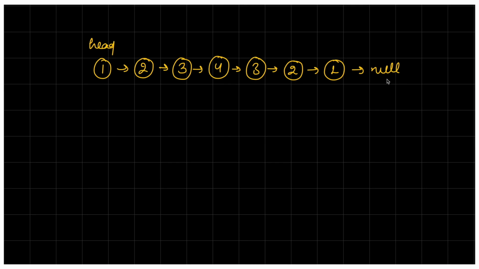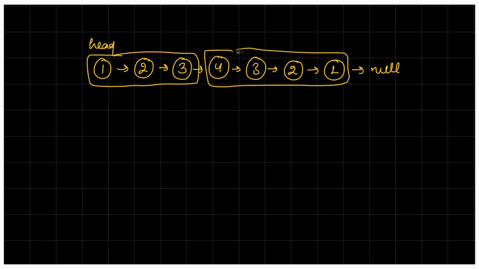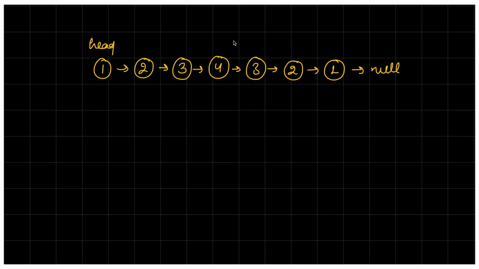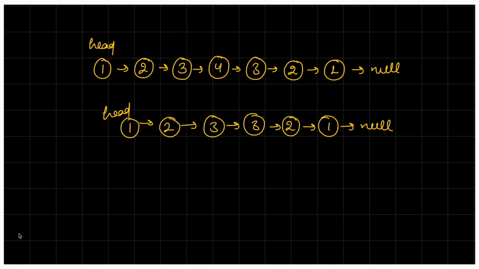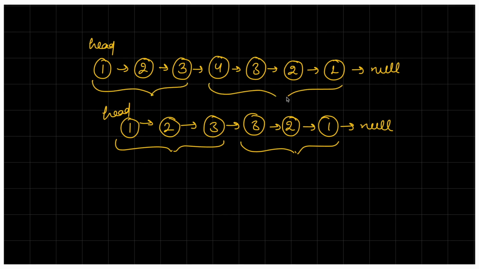So this is my linked list, and the approach that we are going to follow is that I'll consider this as my first half of the linked list and this as my second half of the linked list. In case there were an even number of nodes, say the linked list was something like this, then I would assume that this is my first half and this is the second half. And in case an odd number of nodes are there, I will assume this as my first half and this as my second half.